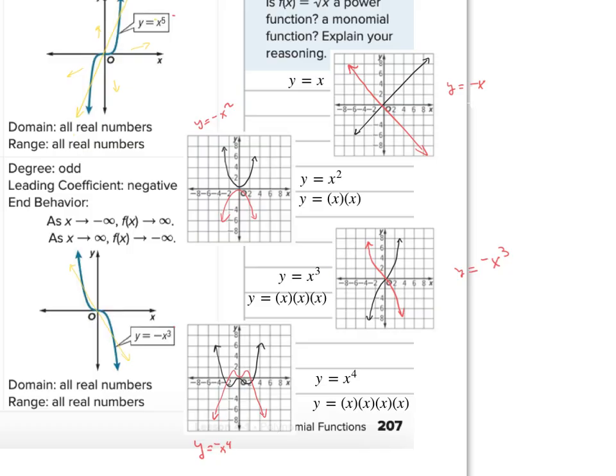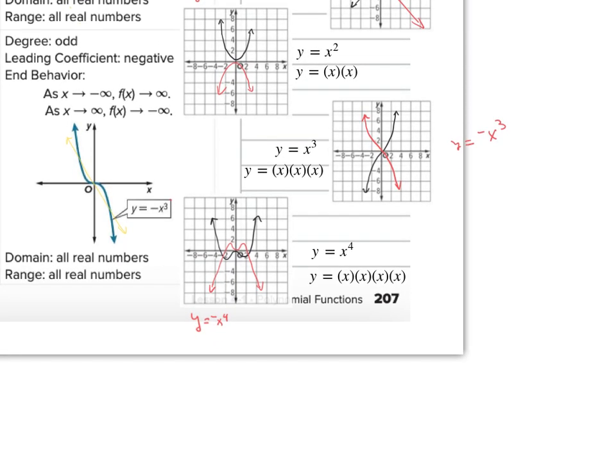Again, x to the third has this general shape. And then when I have negative x to the third, I have it going to the opposites. Same thing with x to the fourth, where x to the fourth would sort of make a W shape. And then I would reverse that when I have negative x to the fourth. So just seeing that and understanding what's going on.